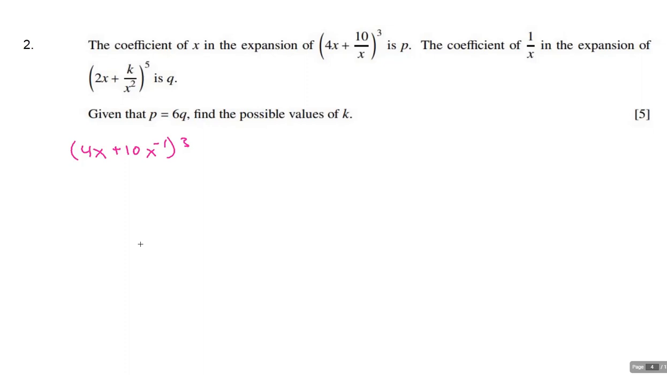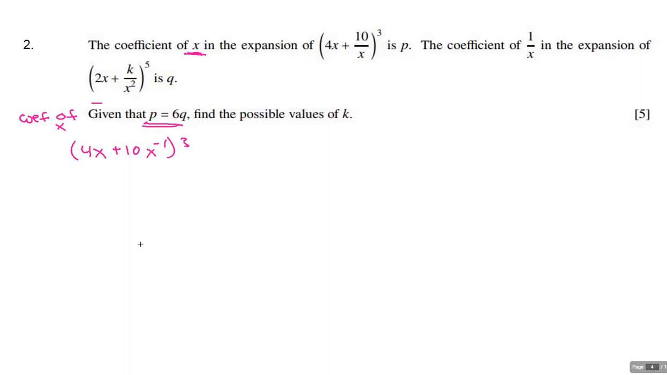Now, it says the coefficient of x in the expansion is p. So basically we need to find the coefficient of x. Okay, and we're going to call it p. All right? And I guess we're going to do this thing here. All right. So then it says the coefficient of 1 over x. So here, let's write this.